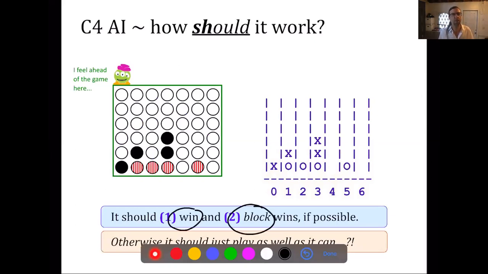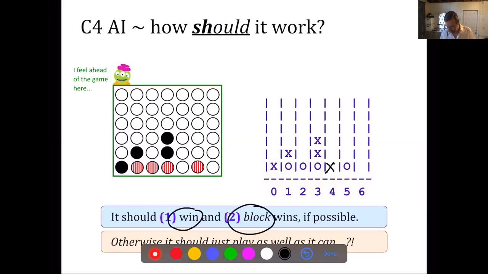And so if we just use that simple principle, and let's say it's O's turn to move, then we won. Just move in column 4, we're done. If it's X's turn to move, then just based on this very simple principle, X would have to go right there in column 4. Okay. Now it's O's turn to move.